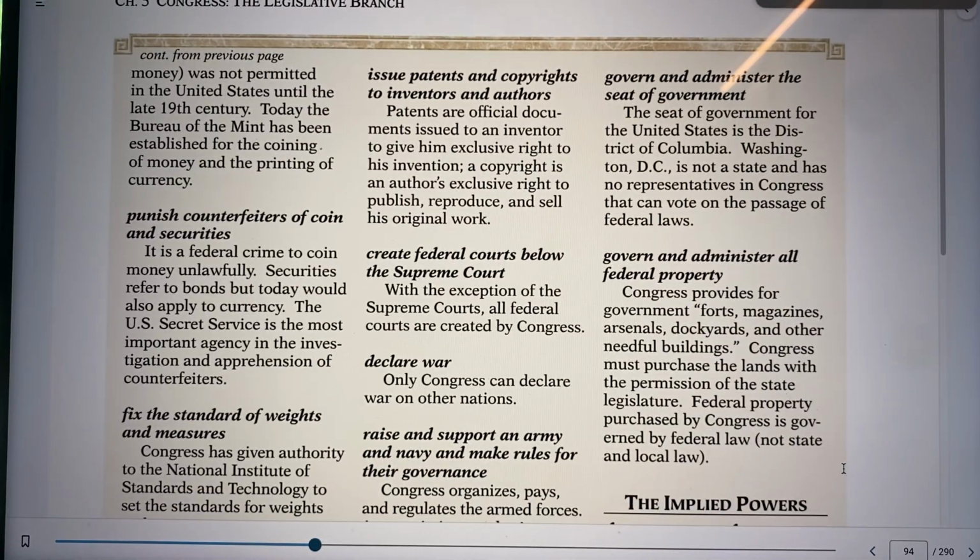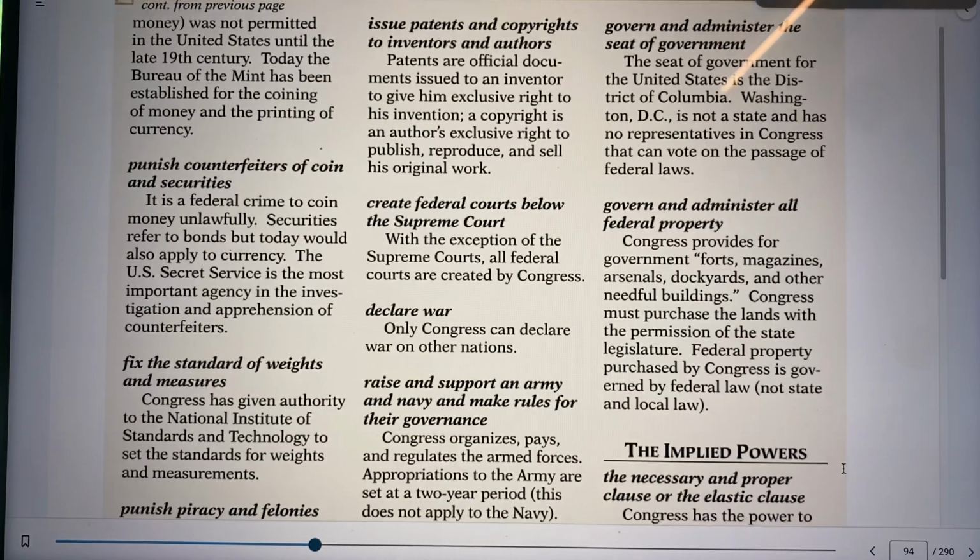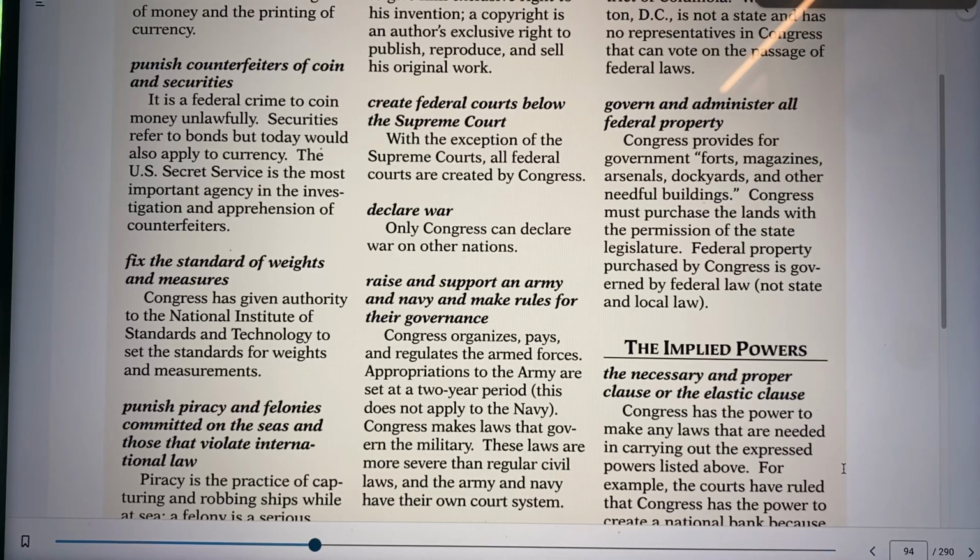To issue patents and copyrights to inventors and authors, so that basically they'll have exclusive rights to their inventions and other people can't take their inventions and their rights to their books and such and use them for their own benefit. So patents and copyrights. To create federal courts below the Supreme Court. So all of our federal courts, Congress can basically create, except for the Supreme Court. The Supreme Court is by the Constitution, but otherwise all the federal courts can be made by Congress.